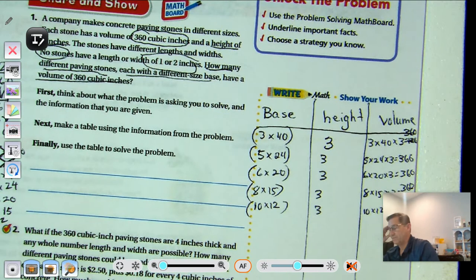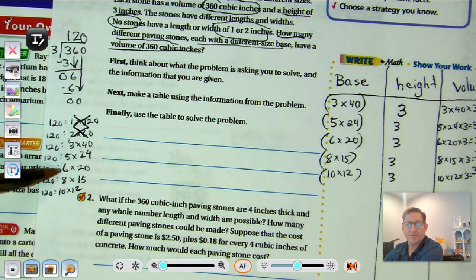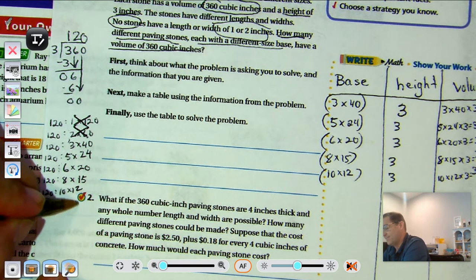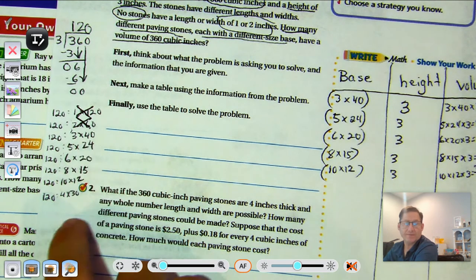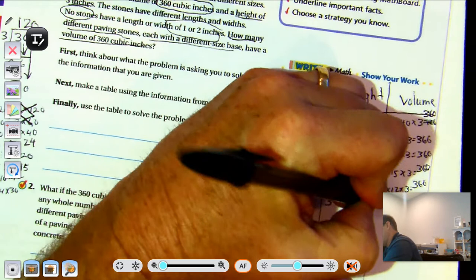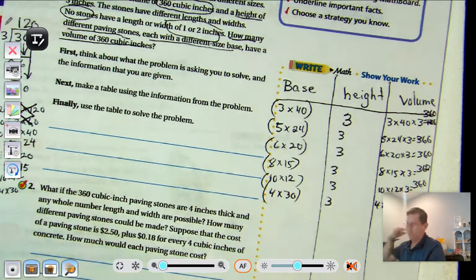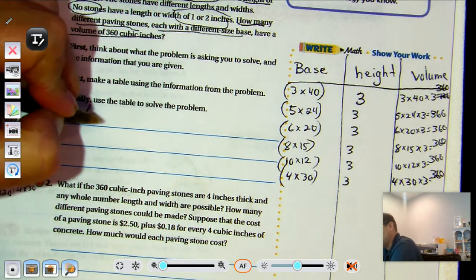Okay, let's see if we've missed any. We did have one factor missing. Hopefully you recognized it. I left out 4. I should have 4 times 30, because if 3 times 4 tens is 120, then 4 times 3 tens is 120. So let's put in that one. 4 times 30 times 3. All right. So those are all the possibilities of making 120 as the base, excluding 120 times 1 and 60 times 2. So how many different possibilities do we have? Well, we have 2, 4, 6 different paving stones.